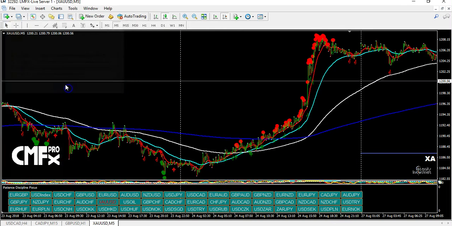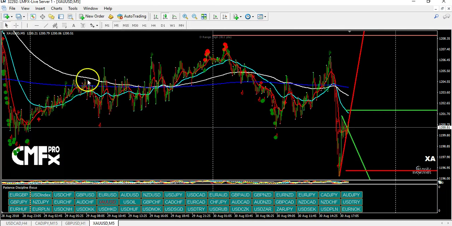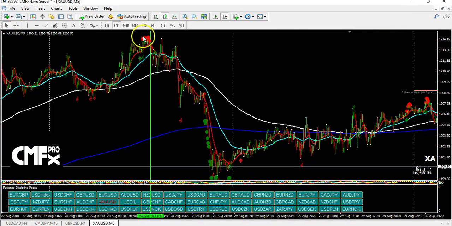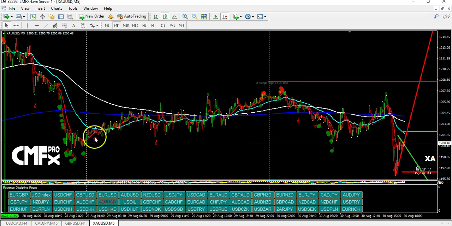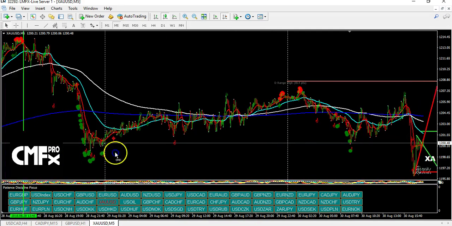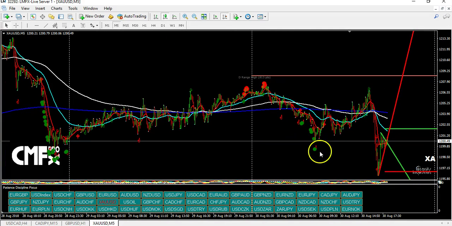M5. Oh, there's some nice exhaustion right there, M5. Scalp away. Have fun. Low exhaustion here. High exhaustion, low ID50. If you really want to get technical, turn that finger into some nice exhaustion off the M1.